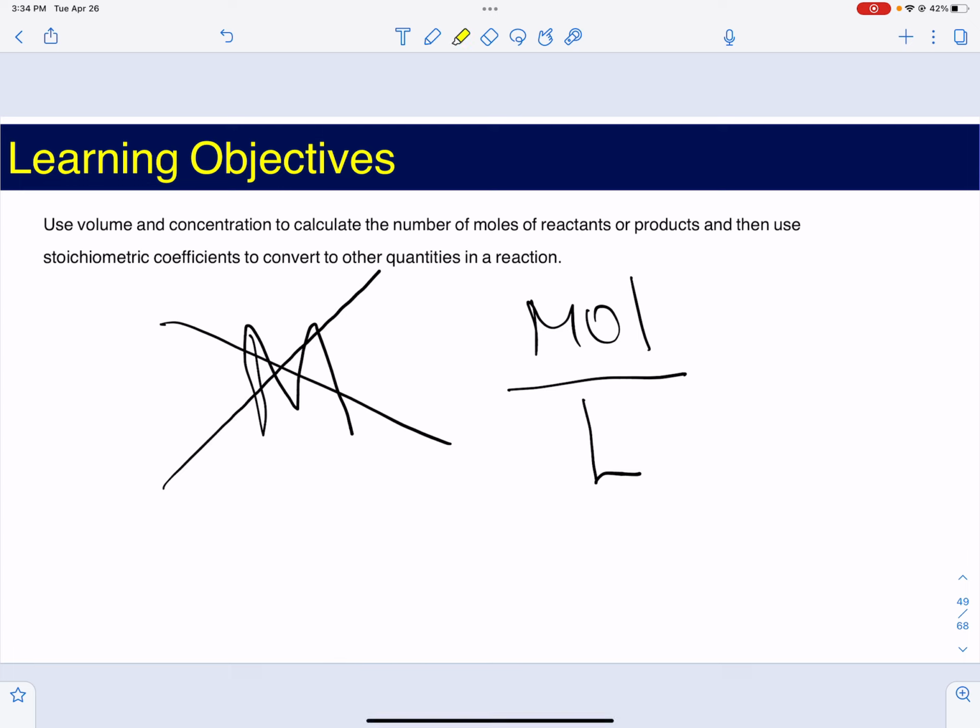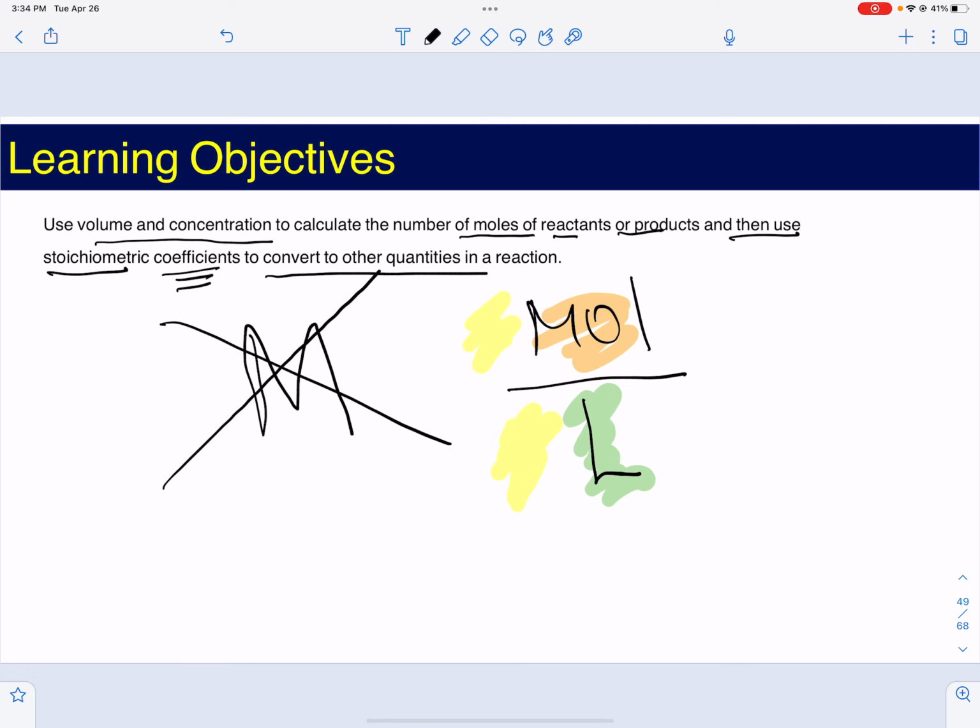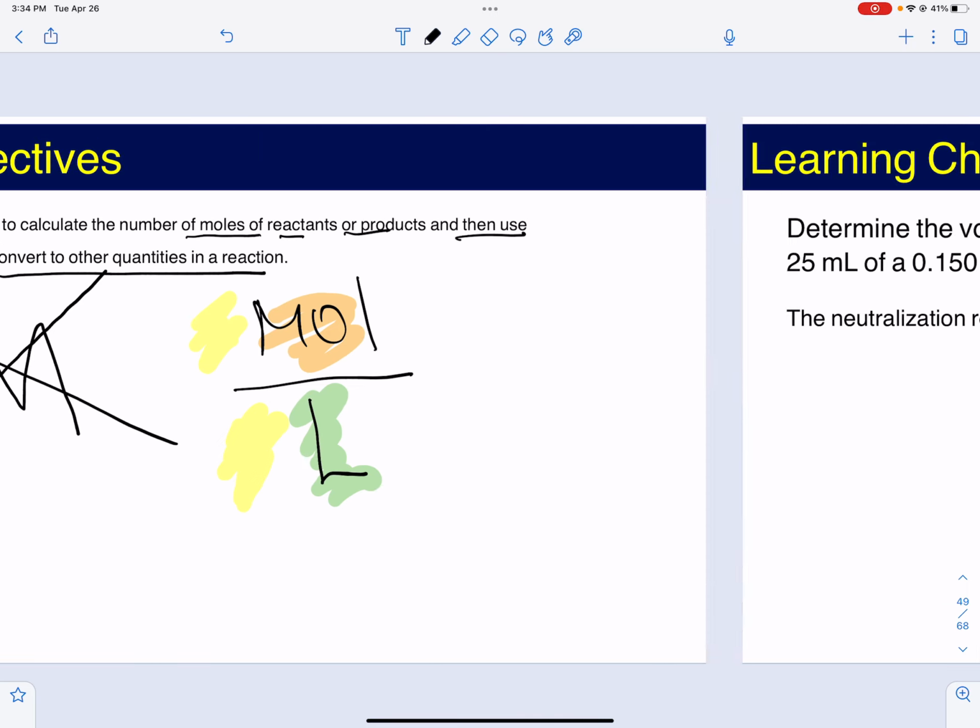In other words, you're going to have a conversion factor that relates molarity and volume. Given the volume, you can find the moles. Given the moles, you can find the volume. We're going to take advantage of that to use the volume and the concentration to find the moles of reactants or products. Once we find those, we can use the mole to mole ratio to convert from one quantity to the other. So let's do that with an example.